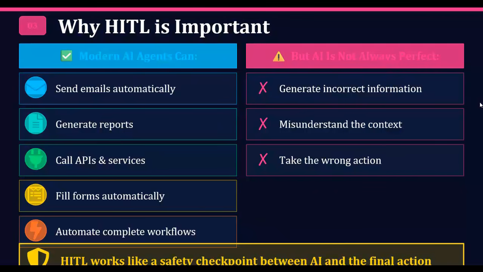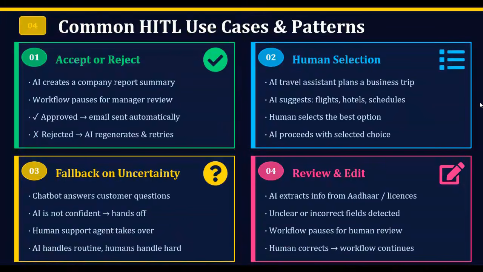Now let's understand some common human in the loop use cases. The first one is accept or reject. For example, suppose an AI agent creates a summary of an internal company report and wants to send it to stakeholders through email. Before the email is sent, the workflow pauses for human review. A manager can approve the summary or reject it or ask for changes. If approved, the email is sent automatically. If rejected, the AI agent can generate a better summary and try again.